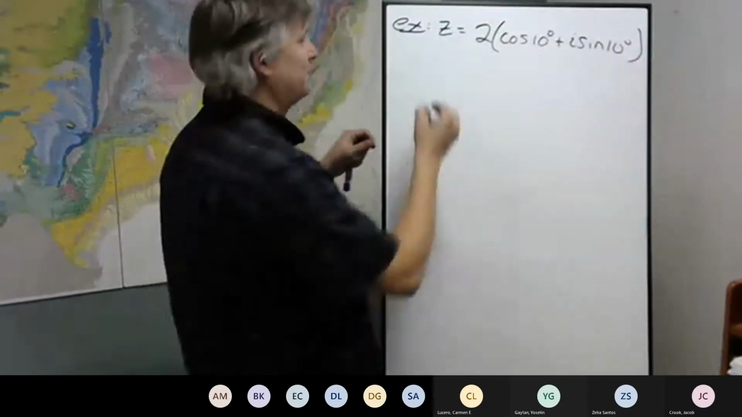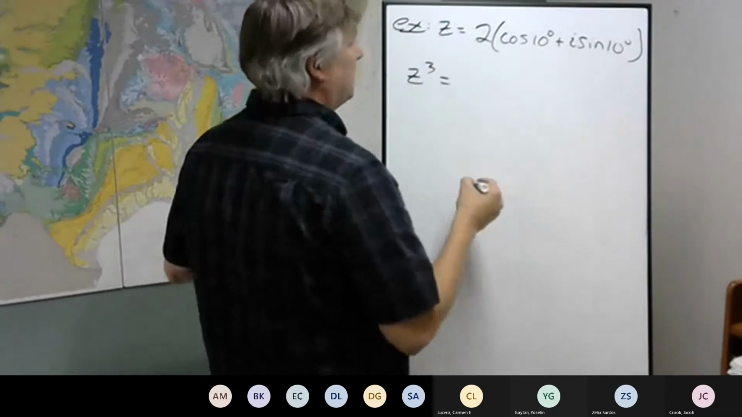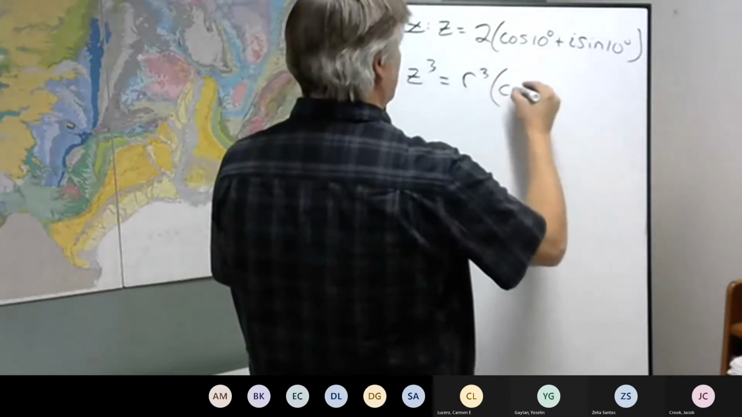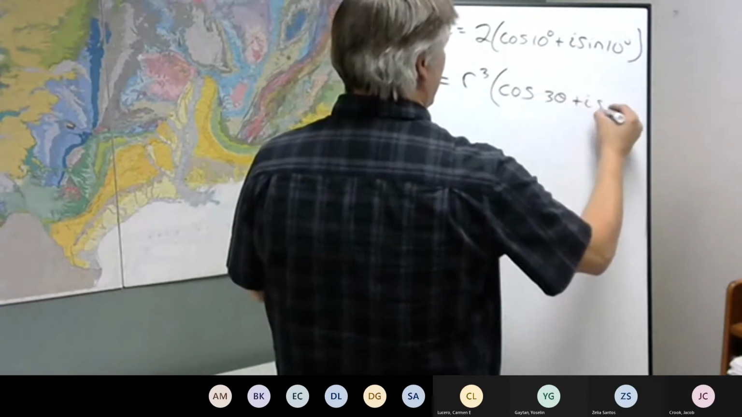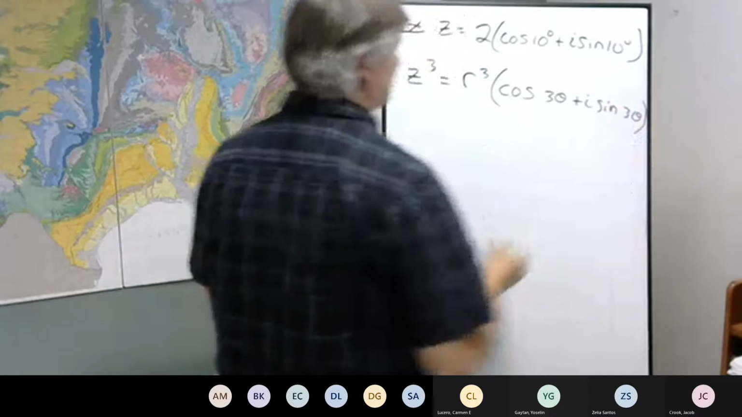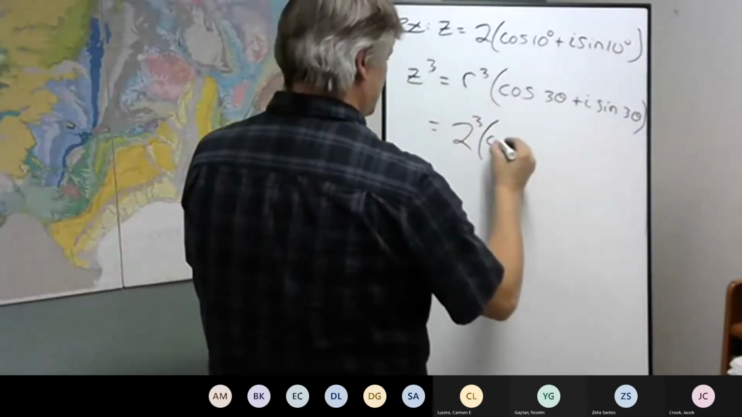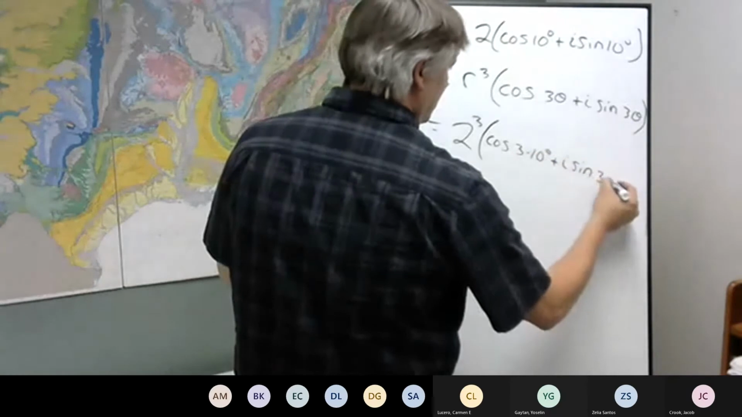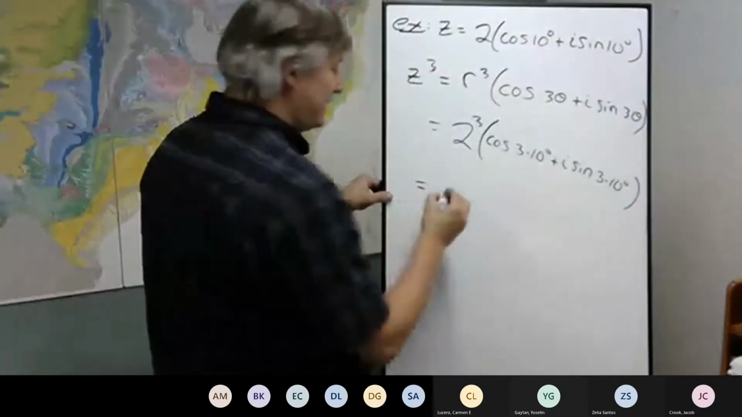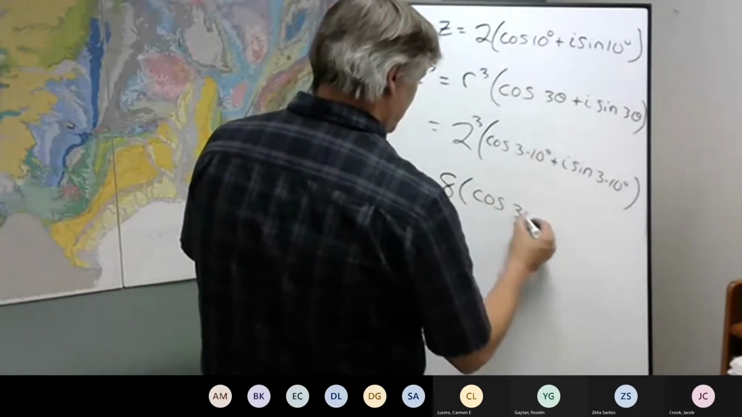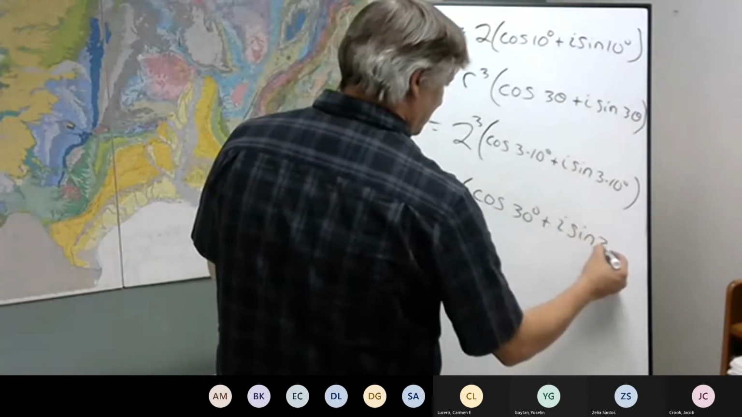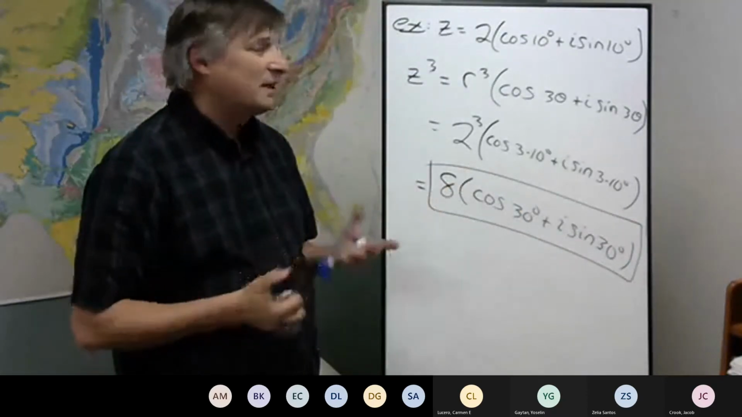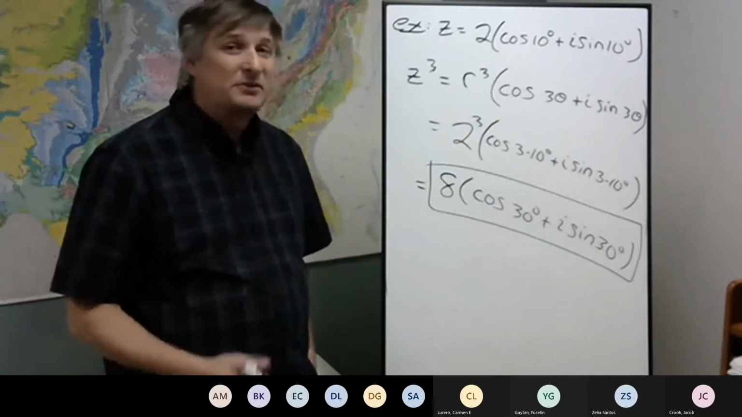And let's say we cube this. Well, what this means is z cubed will be r cubed times cosine of 3 theta plus i sine of 3 theta, or 2 cubed times cosine of 3 times 10 degrees plus i sine of 3 times 10 degrees, or we'll get 8 times cosine 30 degrees plus i sine 30 degrees. And that's it. Questions about that?